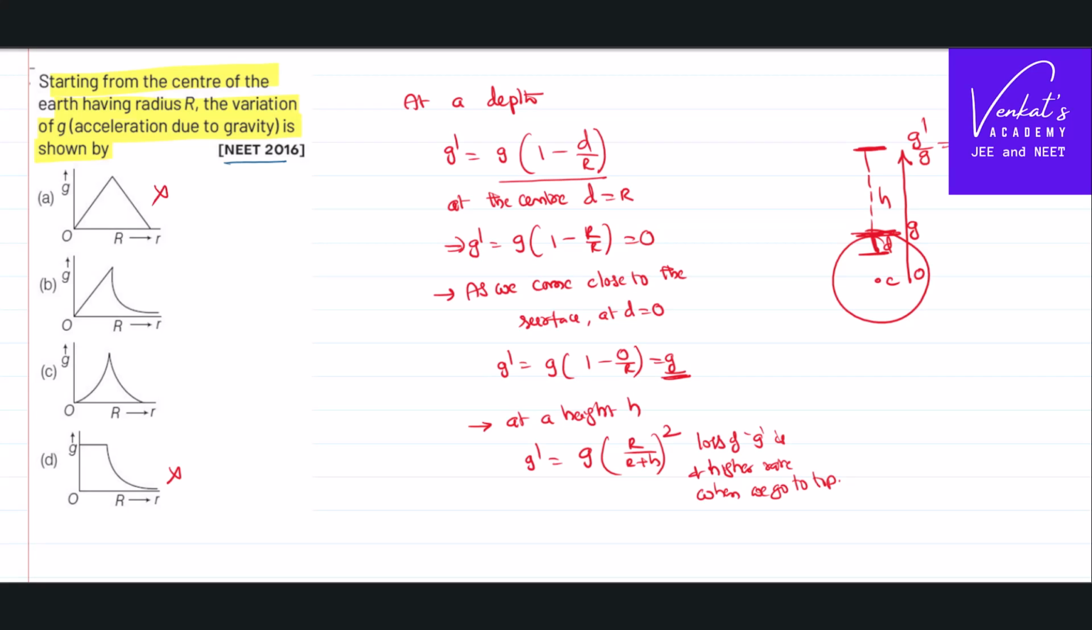It's not proportionate, like it increases and then decreases proportionately. No. So this graph represents the exact variation of g, because the loss is almost double when compared with the depth, from the center of the earth as we go to the surface of the earth. That's how we have to understand and solve the problem.